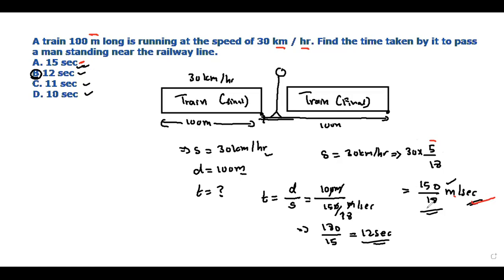Now, you know the speed and the distance. The formula for calculating the time taken is distance by speed. Why? Because we know speed is distance by time, so you just did the opposite. So T equals D by S. Then you took the distance as 100 meter divided by the speed 150 by 18, and then you directly calculated to find the value 12 seconds.